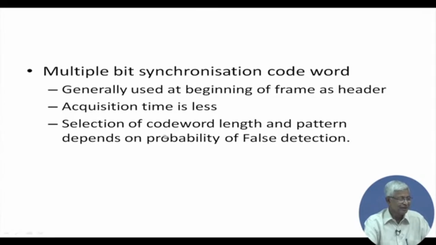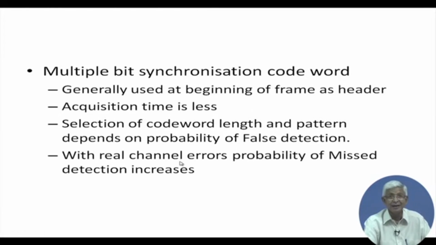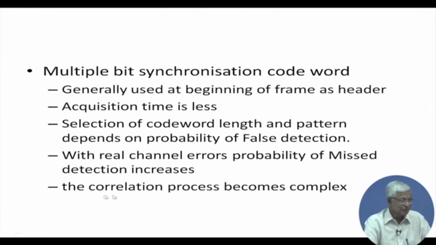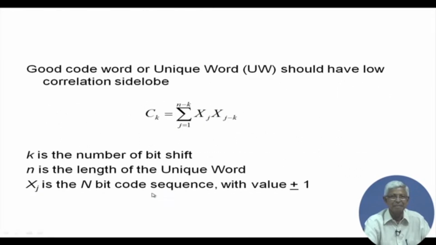So, therefore, the selection of the pattern as well as its length is important from the false detection point of view. And in real life, there are errors. So, even if it is a correct data frame, if an error appears in it, then you will miss it. So, it is a missed detection that will increase. So, the correlation process becomes complex. Here also the correlation process is complex.